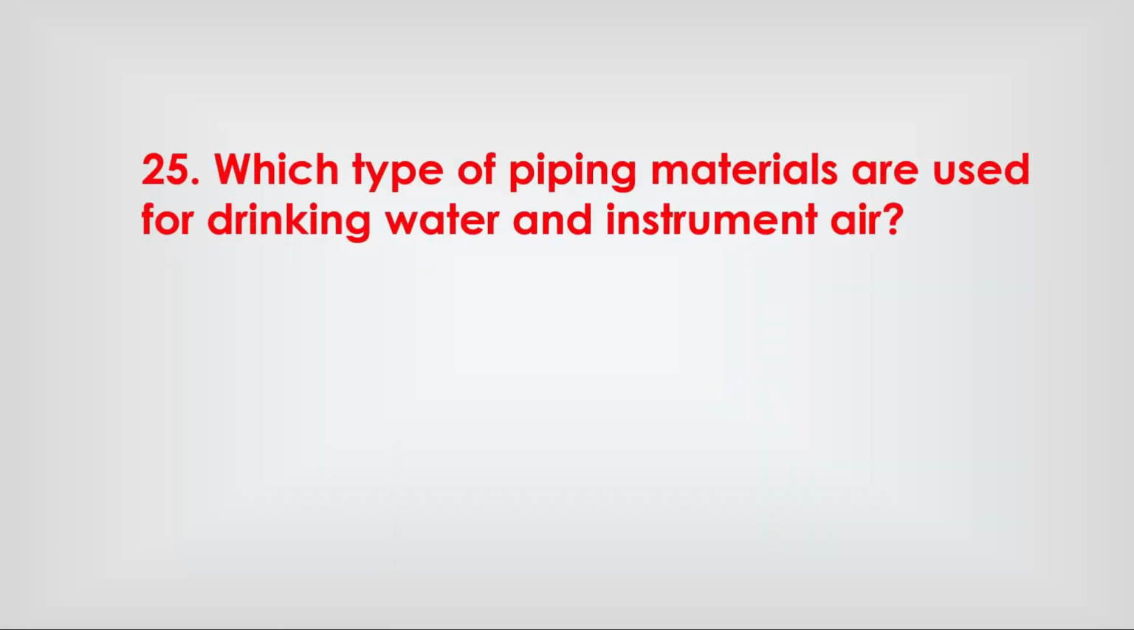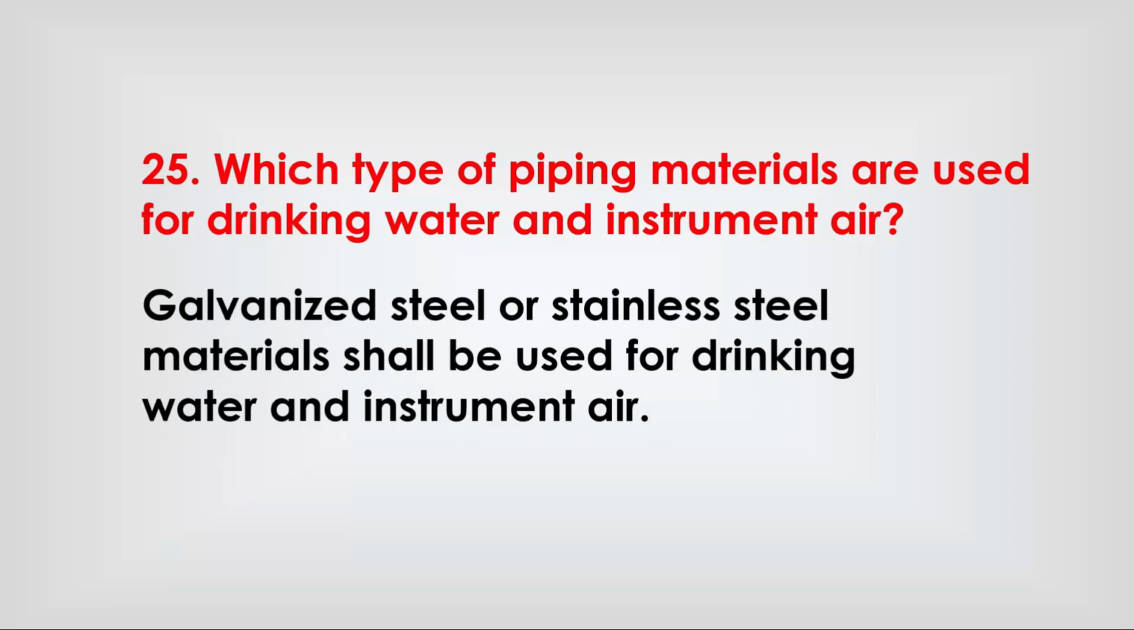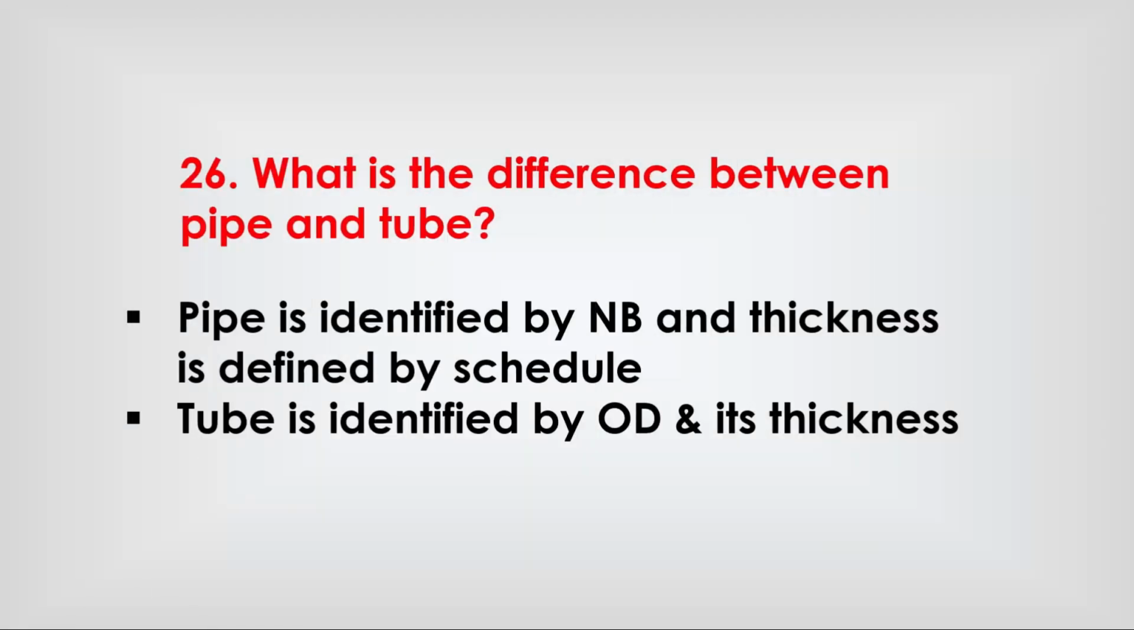Which type of piping material is used for drinking water and instrument air? Galvanized steel or stainless steel materials shall be used for drinking water and instrument air. What is the difference between pipe and tube? Pipe is identified by NB and thickness is defined by schedule. NB means nominal bore. Tube is identified by OD and its thickness.